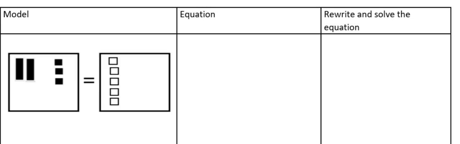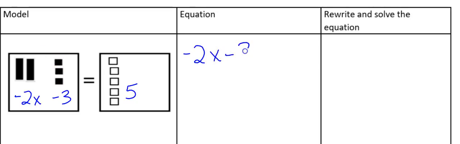Okay, this time we have a model and you guys have a key. The shaded in blocks are going to be negatives and the ones that are unshaded are positives. So if I look at this, I have 2 negatives, so this is -2x. And over here I have 1, 2, 3, 4, 5, I have 5 counters. So my equation would be -2x, I'm adding in negatives, so that's -3 equals 5.